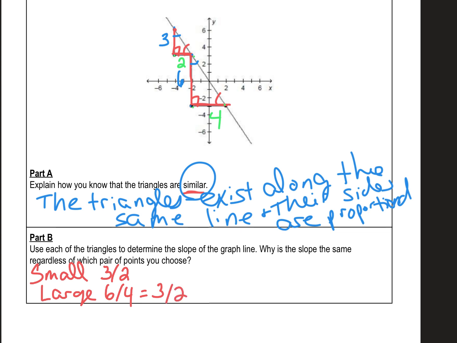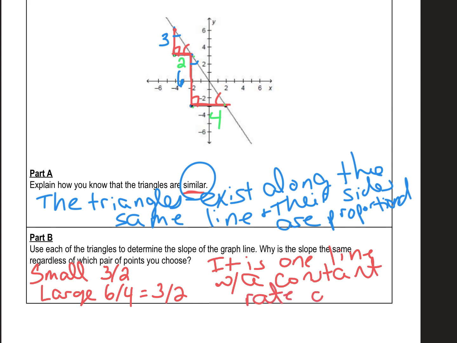Why is the slope the same regardless of which pair of points you choose? Slope's the same because it is one line. It's one line with a constant slope, with a constant rate of change. That's what makes it a line, remember? Because it has a constant rate of change, it doesn't matter where you check, you will always get the same slope.